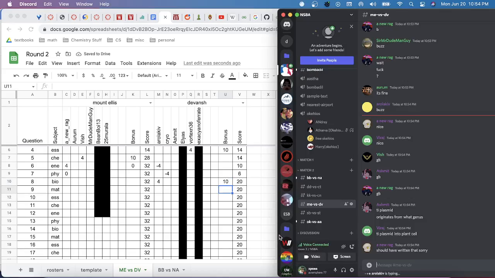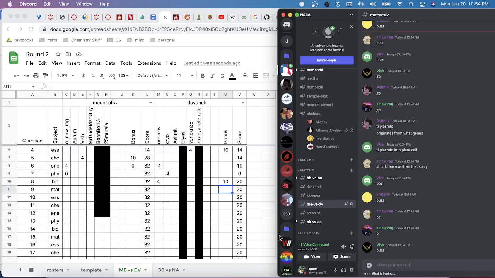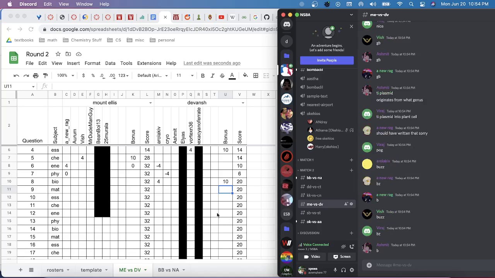Toss-up math, short answer. In radians, what is the value of the inverse cotangent of the square root of 3? Jonathan. Pi over 6. That is correct.